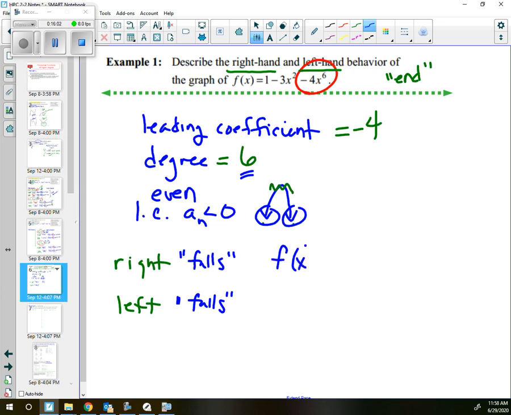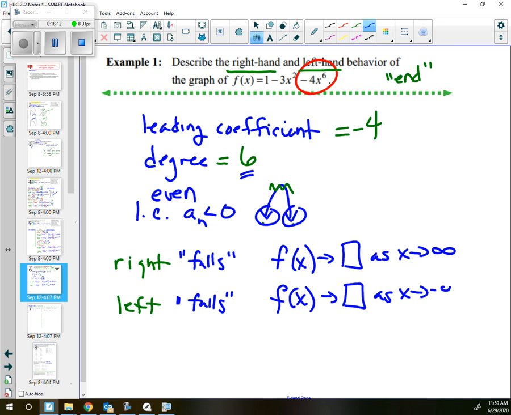f of x approaches blank as x approaches infinity. There's your right end always. f of x approaches blank as x approaches negative infinity. Okay, so since they're both falling, what do we use for falling? Well, negative infinity. It's going to get smaller and smaller and smaller. It's all about the degree and that leading coefficient.